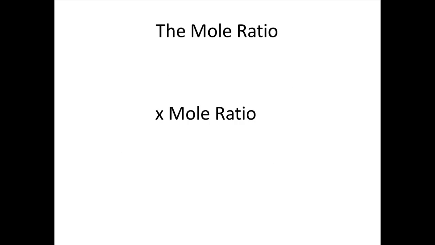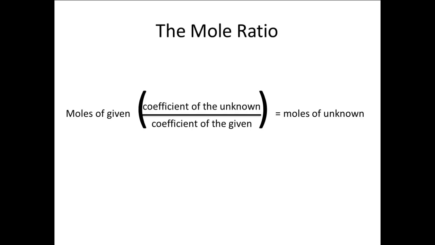So the mole ratio is used to find the moles of one substance in a chemical reaction from the number of moles of another substance in the chemical reaction. The mole ratio is produced by placing the coefficient of the unknown from the balanced equation in the numerator and the coefficient of the given from the balanced equation in the denominator.